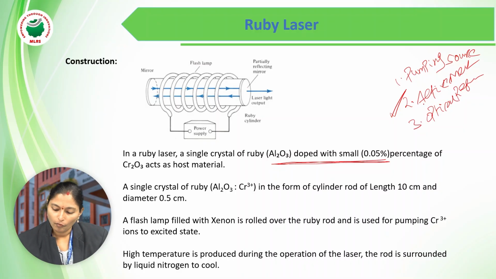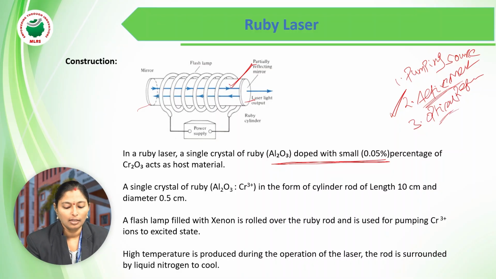Next is the pumping source. Our flash lamp, which is filled with xenon, is wound around this ruby rod. And next, 2 mirrors are placed parallel to each other, to the ruby rod. These 2 mirrors act as an optical resonator.